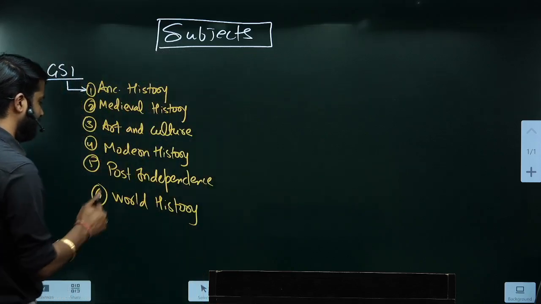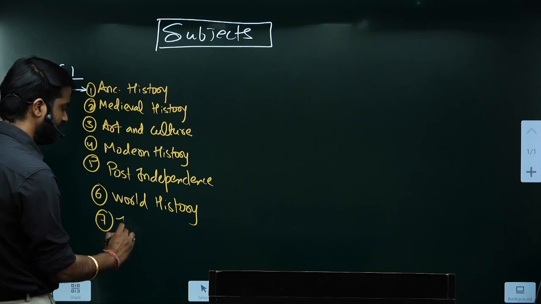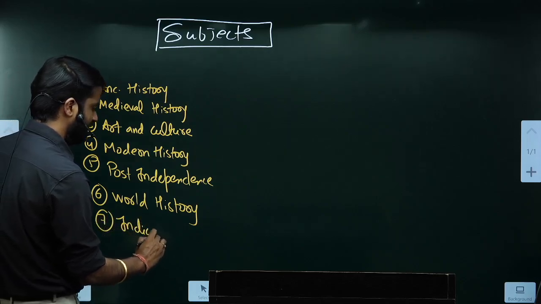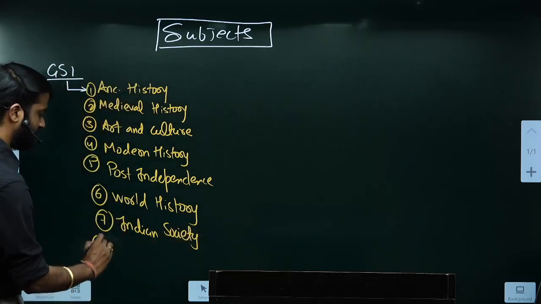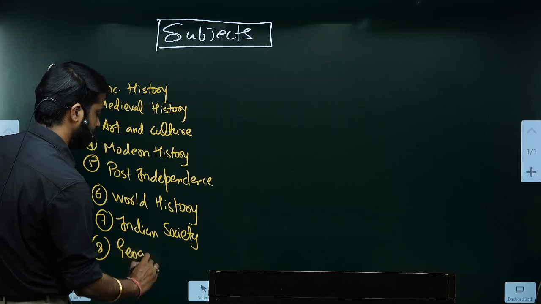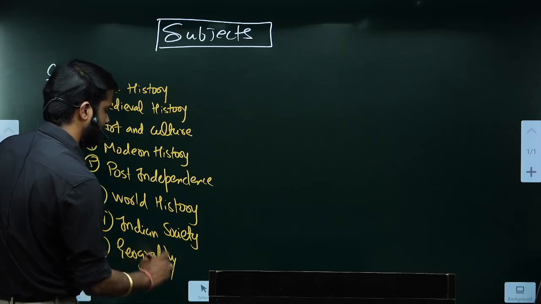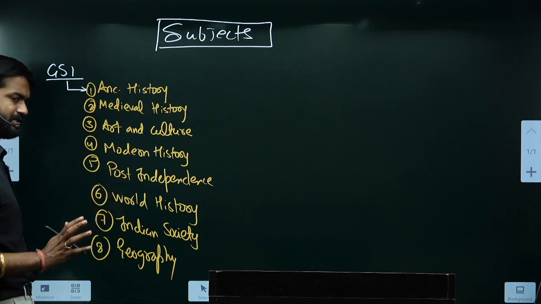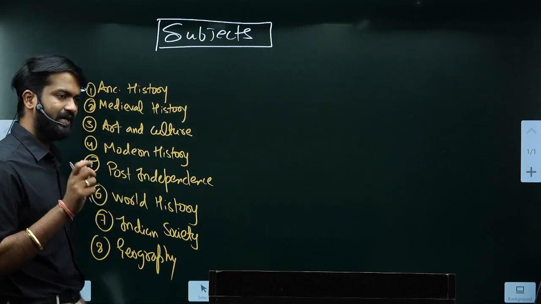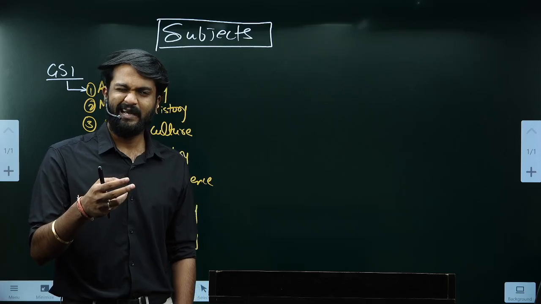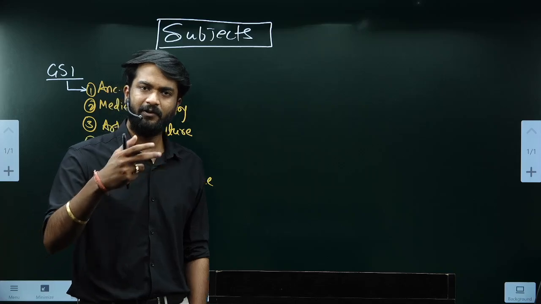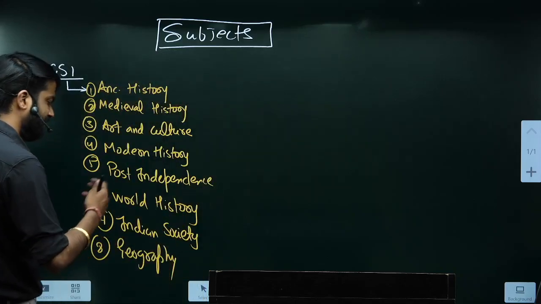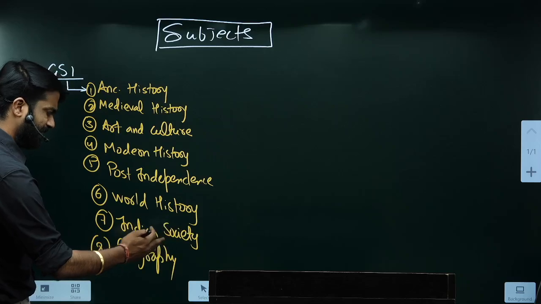Then in GS1 only, the 7th is Indian society, which is again majorly a part of the mains syllabus. Then you have geography. Now in geography also you have subsections, but let me consider that as a whole. But artificially I divide geography into 2 things, and that is nothing but preparation related stuff. When you prepare geography, be it human, be it physical, be it Indian, that comprises this only.